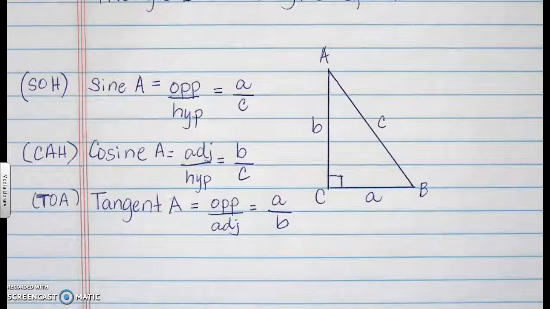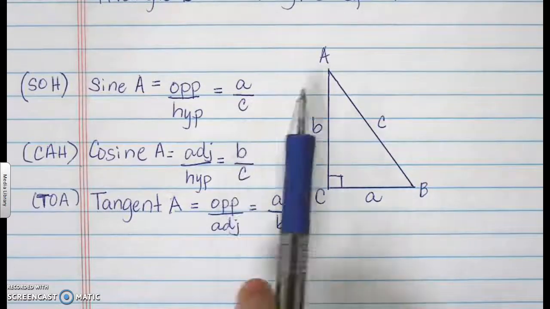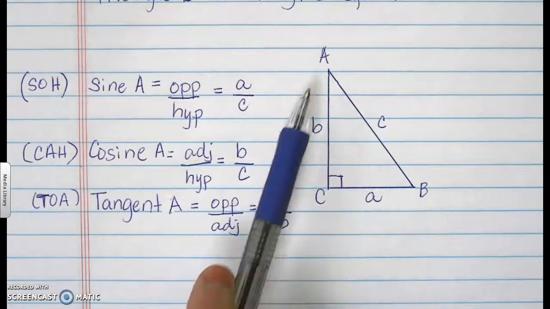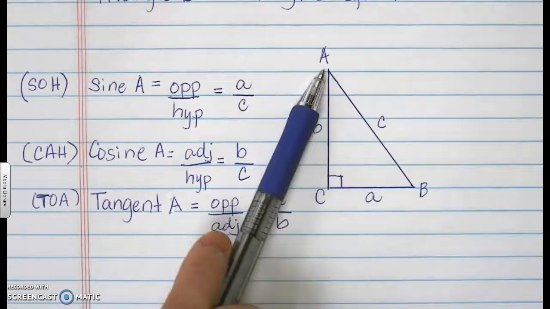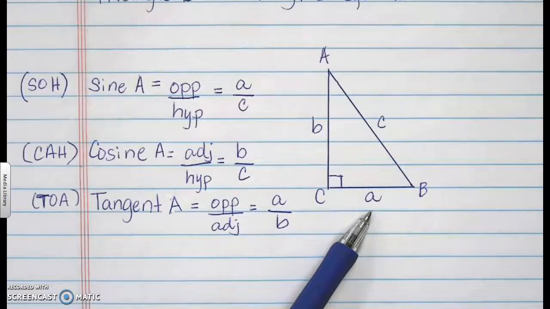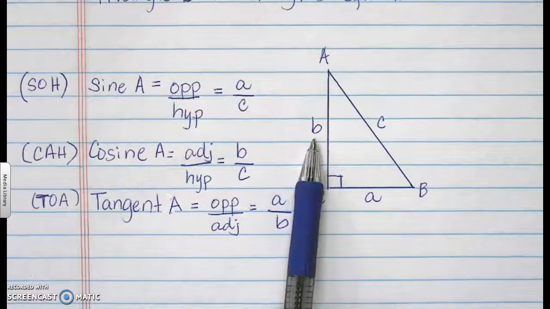Our third trigonometric function is the tangent, and again, this is in reference to tangent of angle A. Tangent is opposite over adjacent, so in reference to angle A, the opposite side is this right here, which is a, and the adjacent to A once again is b.